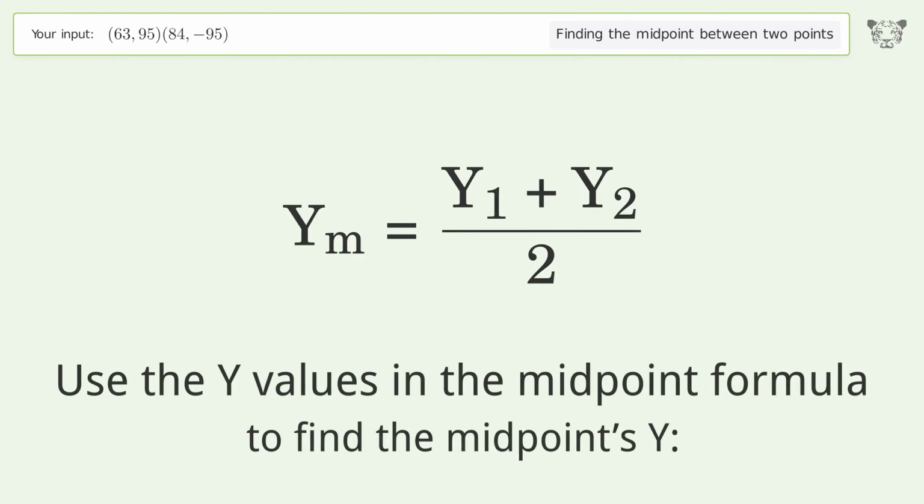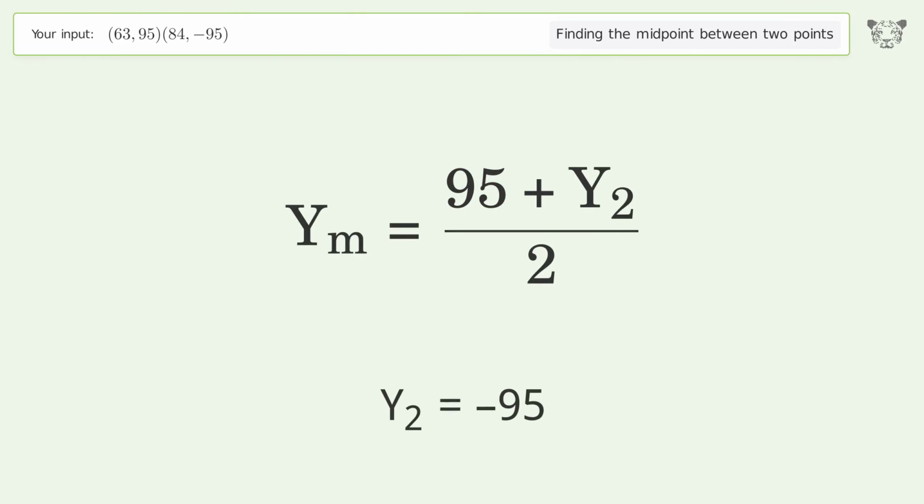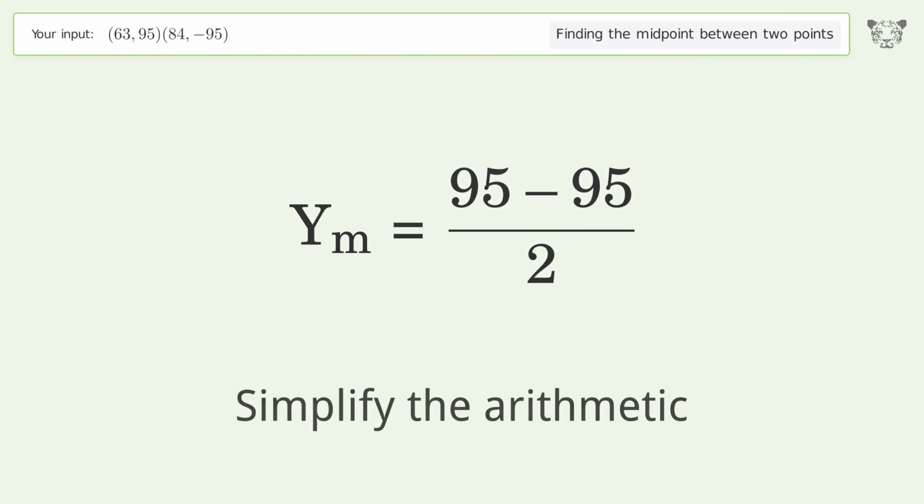Use the y values in the midpoint formula to find the midpoint's y. y1 equals 95. y2 equals negative 95. Simplify the arithmetic.